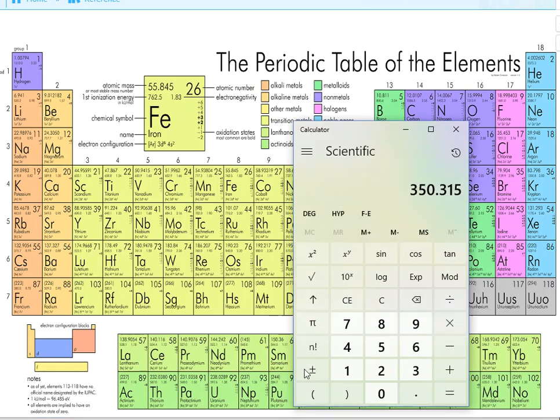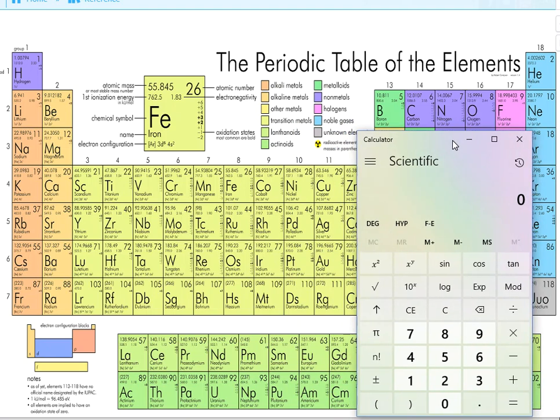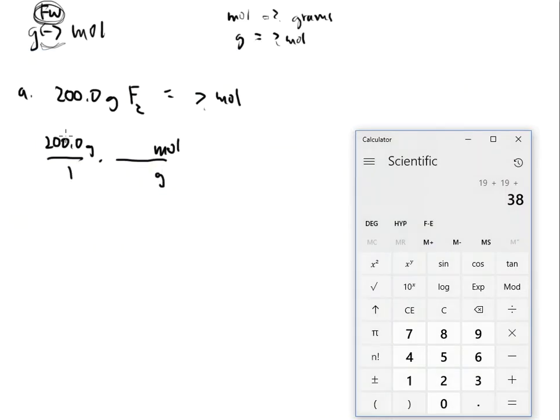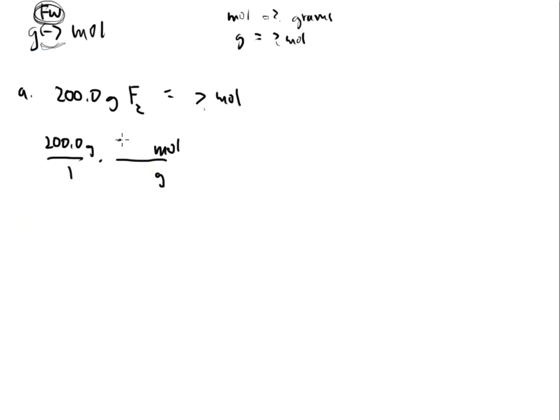All right, so let me bring up my calculator here, and I'll find fluorine, which is right there in the corner, top of the halogens. And that's 18.998403. So that's going to round off to 19 even. Well, there's two of them. It said F2, right? So that's 19 and 19. That gives me a total of 38. 38 is the formula weight. So 38 grams is in 1 mole of fluorine.